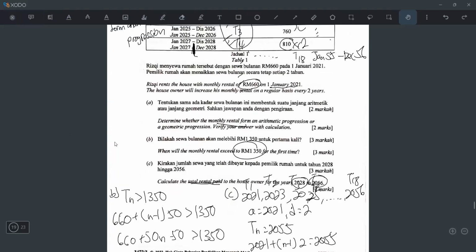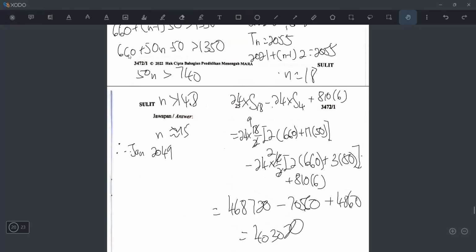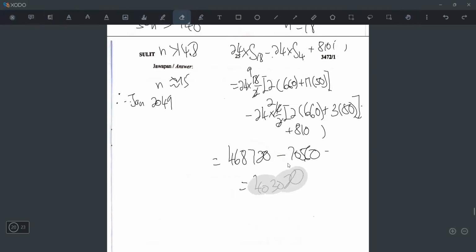Because he's starting from 2028, right? It means that he starts from January 2028. So from January 2028 to December 2028, he only stays for 1 year, and 1 year is 12 months. That's why times 12. But I went and did times 6. That's why. So this one is times 12, and this will be different.